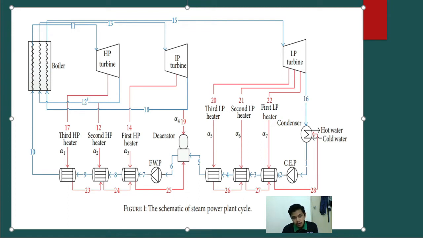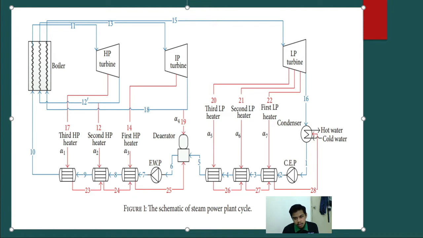In the present study, the energy and the exergy analysis are conducted to evaluate the performance of the steam power plant cycle using 6 closed feed water heaters with double reheat and with different extracting pressure. The cycle involves the high pressure turbine HP, the intermediate pressure turbine IP, and the low pressure turbine LP.